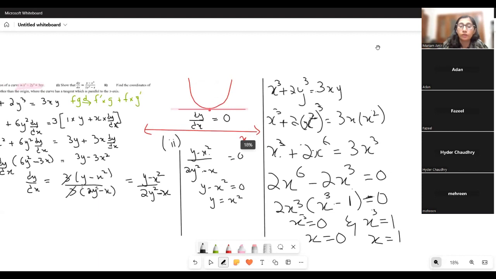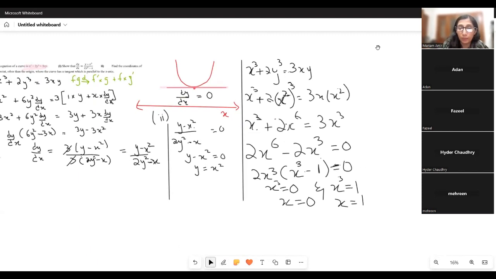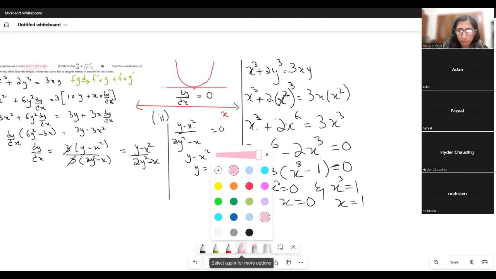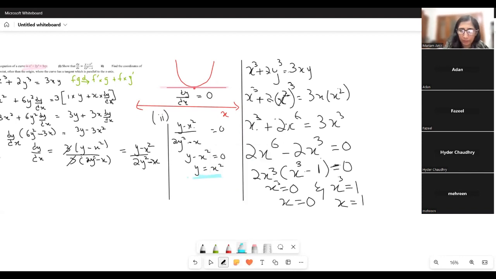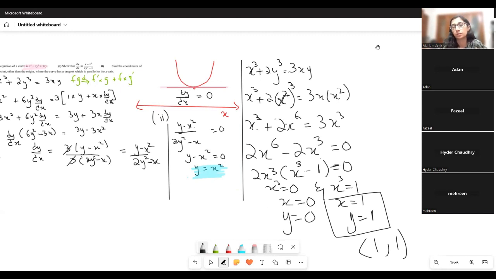Okay. So if x is 0, then y is also 0 from this equation, because we had y equals x squared. So x is 0, then y is 0. And if x is 1, y is 1. So the coordinate they're talking about is (1, 1), because the question clearly said the coordinate other than the origin. So one point is coming out to be the origin, where the tangent is parallel to the x-axis. And the other point is (1, 1), which is the correct answer.